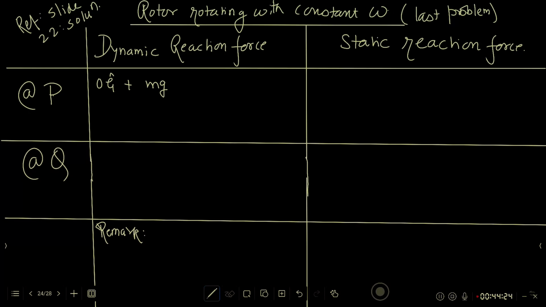Just the other way actually. So this column is supposed to be for static. Let me make it consistent with my notes here so that I don't end up mixing up things. Dynamic.